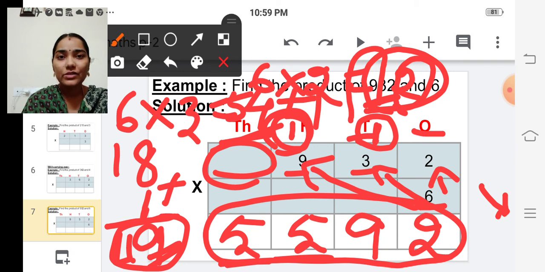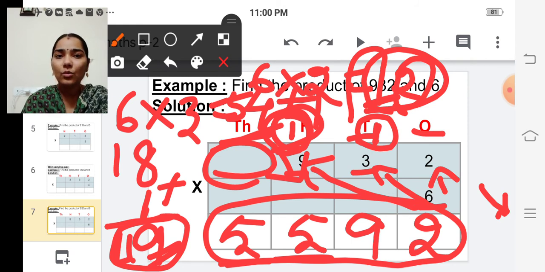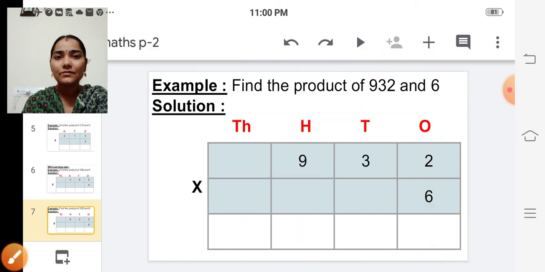So have you all understood, children, how to carry over in multiplication? Yes. And don't add this carried over number to this number. First you should multiply, and then you have to add the carried over number. Okay. So is it clear, children? So shall we move on to the next one?